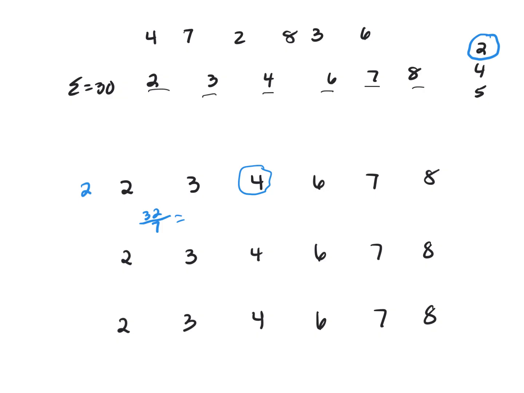So put 4 here. That's where it would go in terms of the median. And my sum now would be 34, and 34 divided by 7 is some number. Now my median is 4 again, but 34 divided by 7 is not 4, so that doesn't work. So now let's try 5.